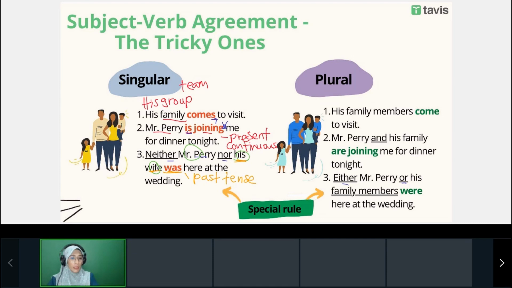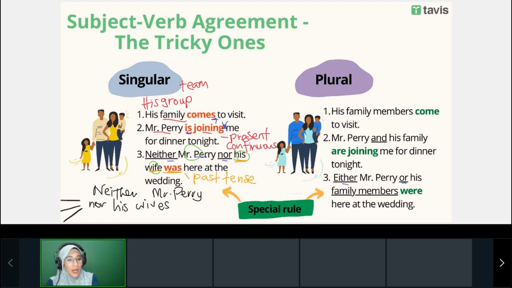But teacher, what if we have more than one? What if Mr. Perry has more than one wife? Okay, fine. So let's say we have the same sentence: neither Mr. Perry nor his wives. Okay, fine. Right, he has more than one wife.